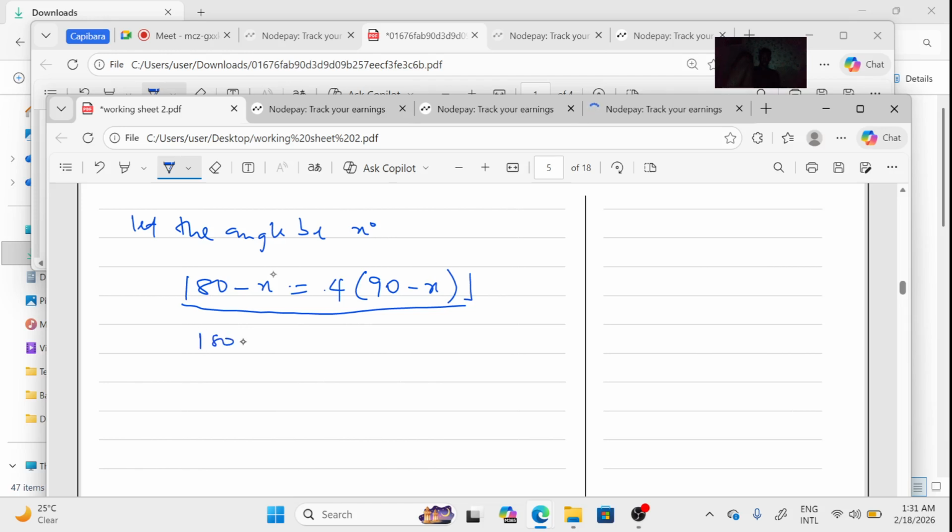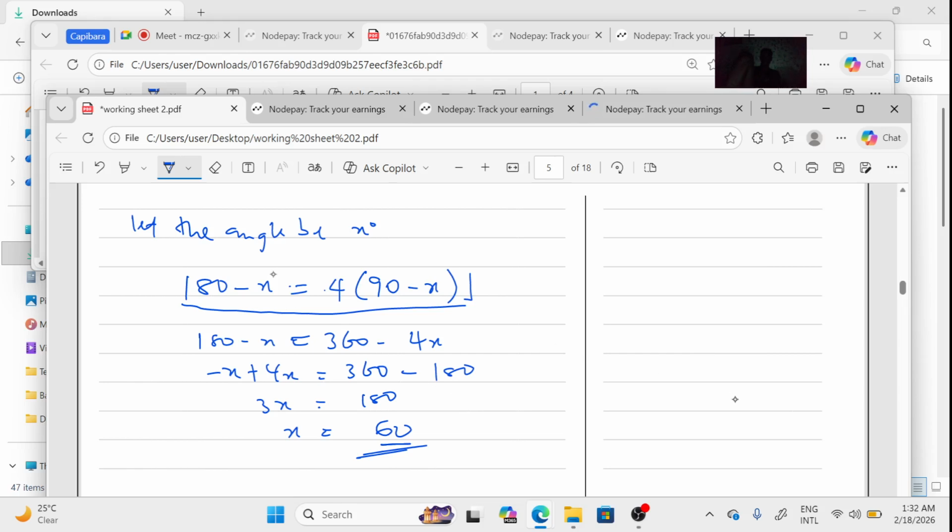This gives 180 minus x equals 360 minus 4x. Okay? Are you with me, Shemilore? So if I rearrange, I should have minus x plus 4x equals 360 minus 180. So this should be 3x equals 180, and my x should give me 60 degrees.